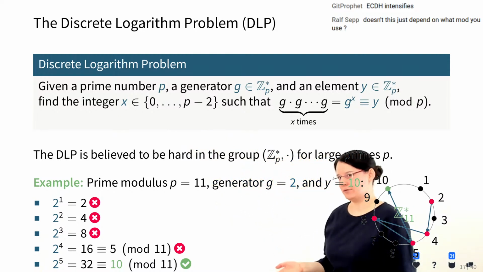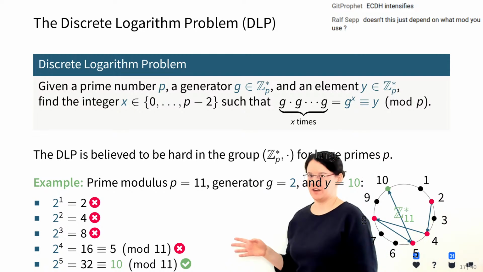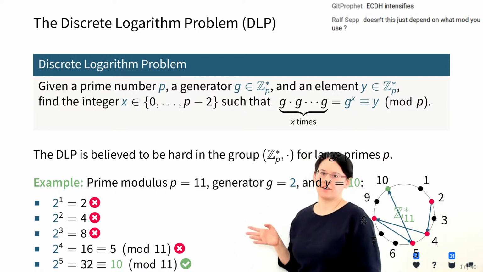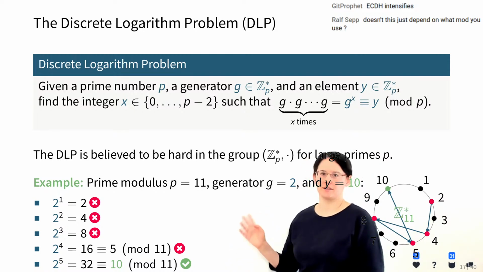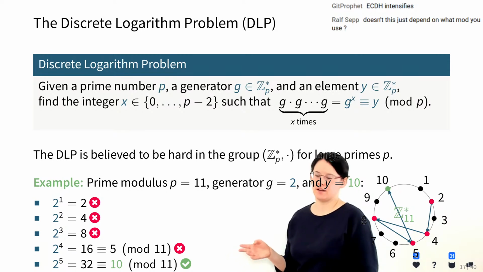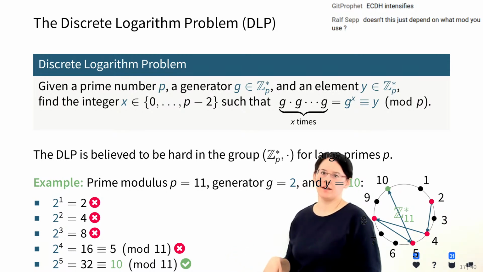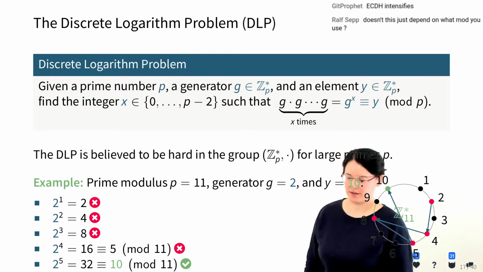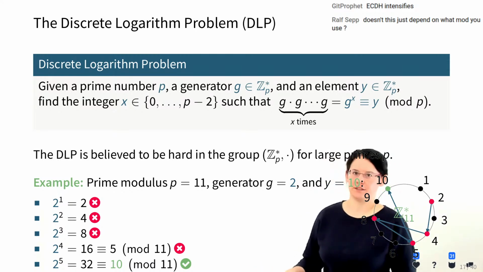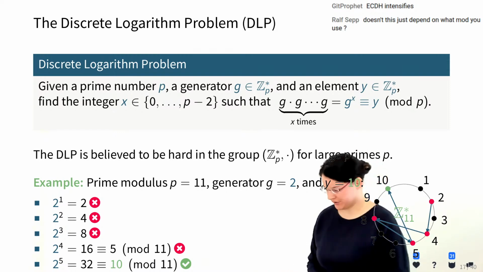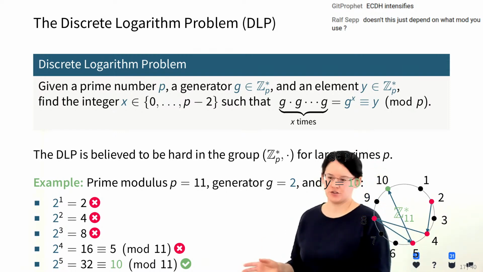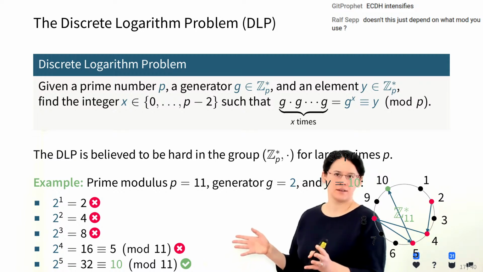However, unfortunately, this is by far not the fastest algorithm. There are some significant speed-ups. There are some simple algorithms which give you a square root speed-up. This is similar to what we saw in the symmetric case for finding collisions, where we saw that for finding collisions we always had to double the key size, right?